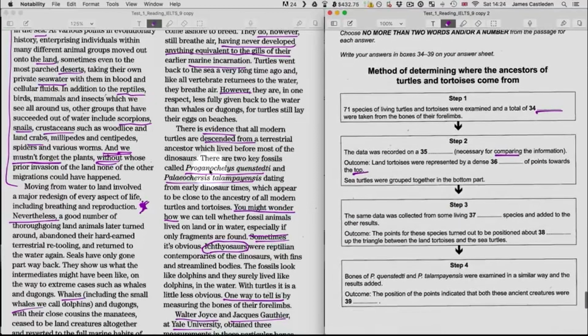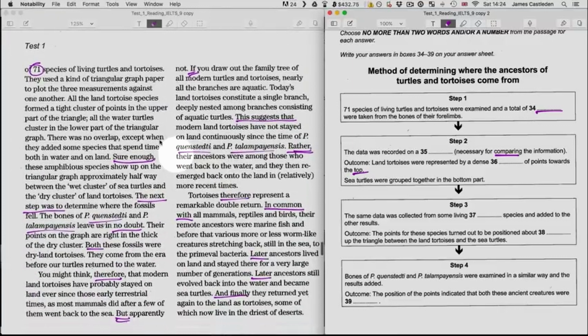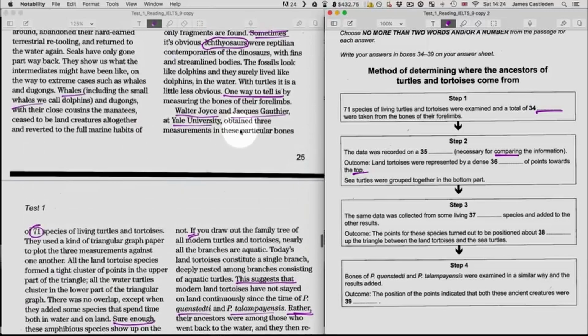Right. Now we'll get onto this. And this was 71, so a total of something were taken from the bones of their forelimbs. 3 measurements. Triangular graph paper to plot 3 measurements against one another. All the land. The bones of their forelimbs. Let's just check these particular bones. Which bones are they talking about? Bones of their forelimbs. Wow, so you have to go backwards all the way to the previous paragraph to see what they mean. And it's a total of 3 measurements.